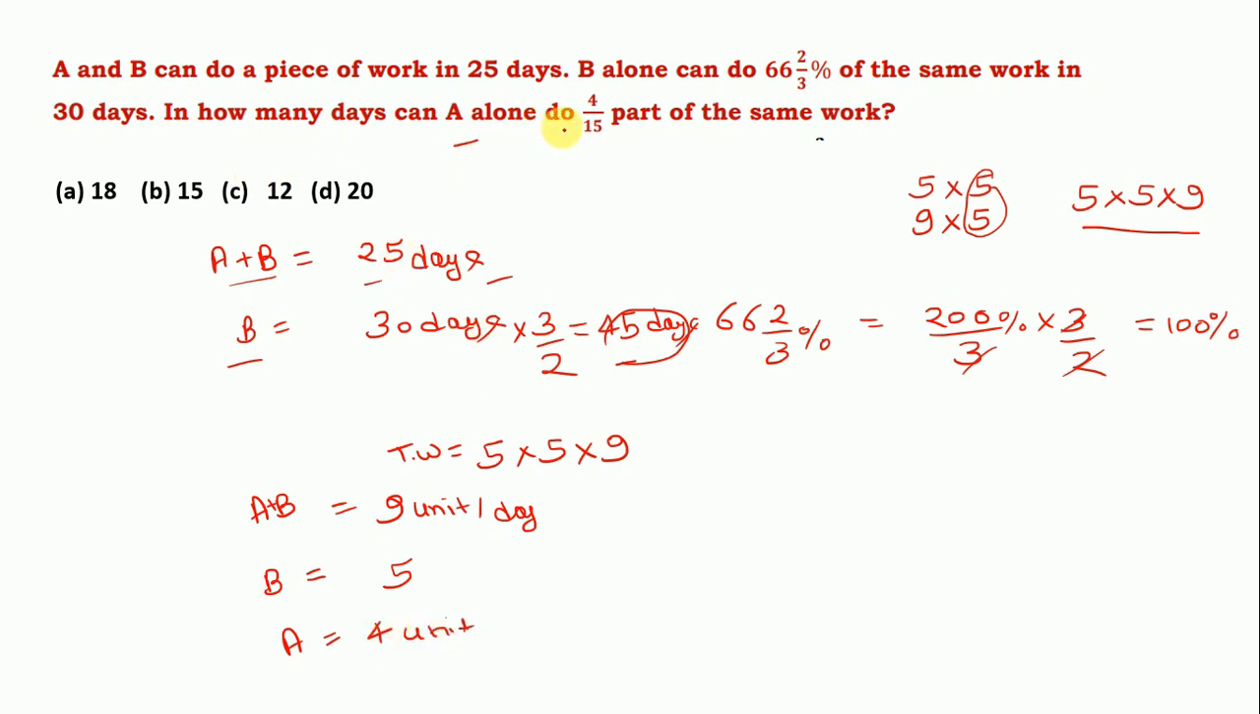So in how many days can A alone do the 4/15 part of the same work? For that, just divide the work by efficiency and you will get 15 as your answer. So option B will be correct.